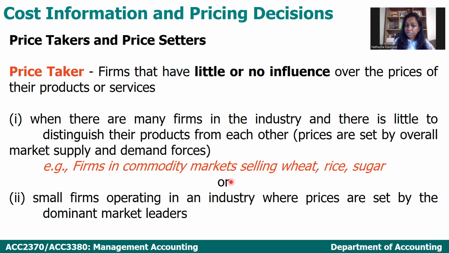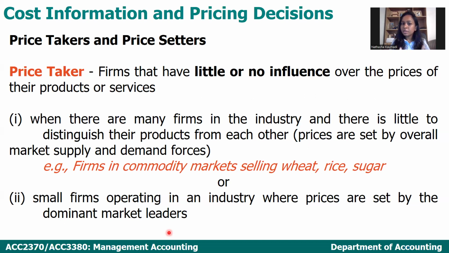Or there can be another situation. Or small firms operating in an industry where prices are set by the dominant market leaders. Dominant market leaders are there in that market, but small firms are also there. Who is deciding the price? Who has more influence over the price? Those dominant market leaders are deciding the price. That price will have to be taken by the small firms. So those are the two situations where price takers are there.